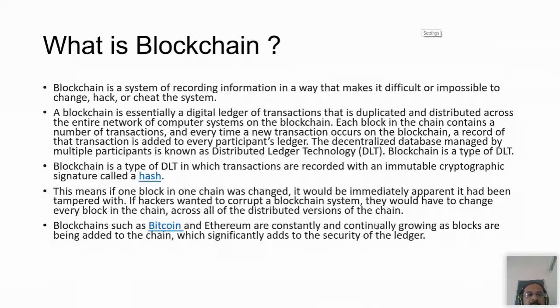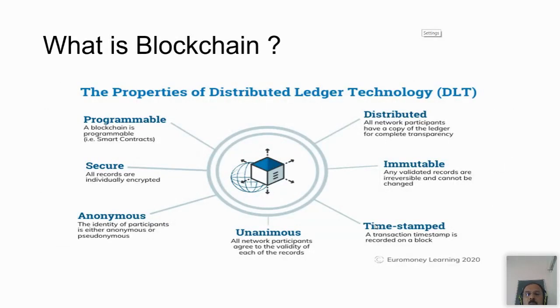Hope you understood what exactly a blockchain is. Whenever I say it is a distributed ledger, what are the properties associated with a distributed ledger? As the name indicates, it should be distributed, immutable. So once a record is validated, you cannot change any information. That is what immutable means. And it is secure and it is programmable.